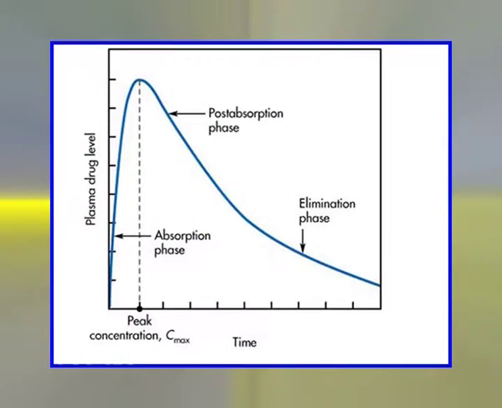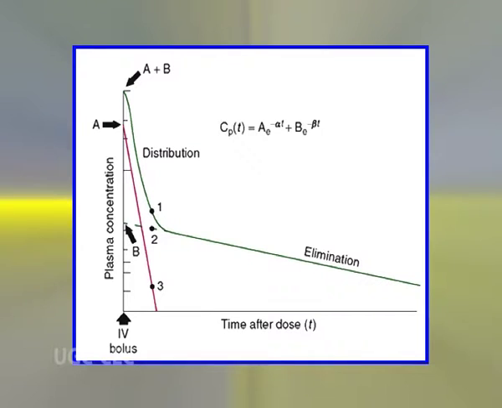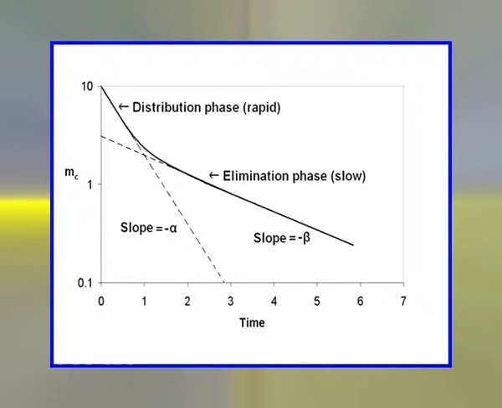Steady state level. When a drug is given once, it follows the following phases. Absorptive phase: there is a rise in plasma concentration. Distribution phase: a rapid decline in plasma concentration. And elimination phase: a steady decline in plasma concentration.